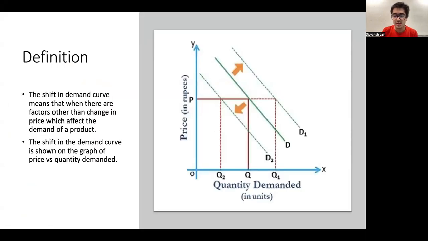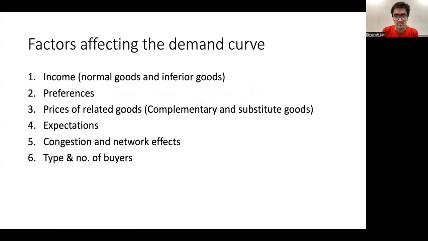The main definition of a shift in the demand curve is when factors other than a change in price make the demand curve shift either to the right or to the left. A shift to the right means there are more consumers who are willing and able to buy at a fixed price. And a shift to the left means there are fewer consumers who are willing to buy at a fixed price. These are the various factors which affect the demand curve, and I'll be going through them one after the other.